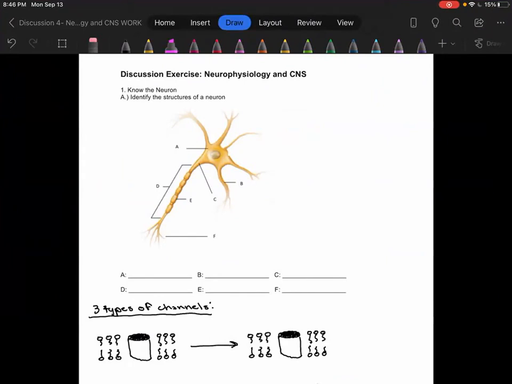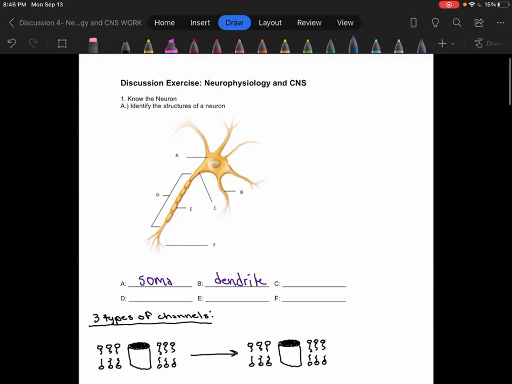But what we have for A is the cell body or the soma, kind of like the integration center. B is the dendrites. They're like the arms of the cell that will grab and receive signals. C is going to be the axon hillock, and that will have to do with threshold, and we'll learn about that in just a little bit. D is the actual axon itself that will send signals.